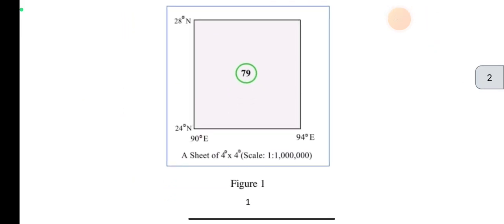So remember these points, right? A million sheet map has an extent of 4 degrees into 4 degrees, and its RF scale is 1:10 lakh, or 1 centimeter equals 10 lakh centimeters, or 10 kilometers.